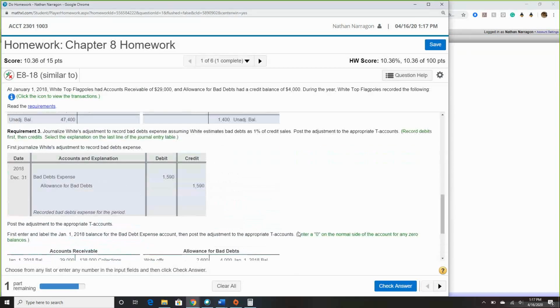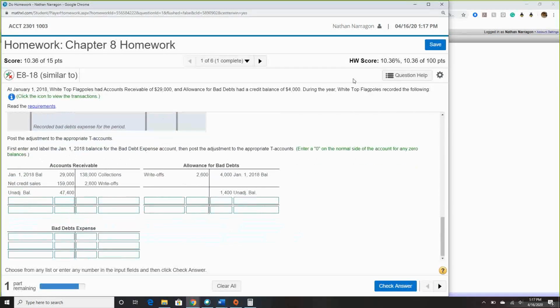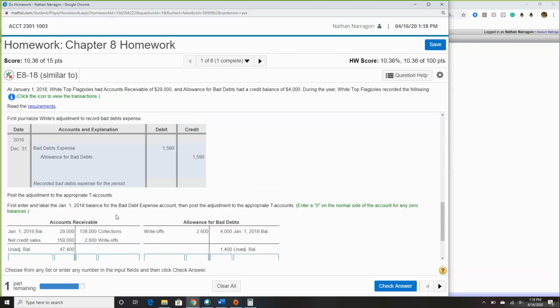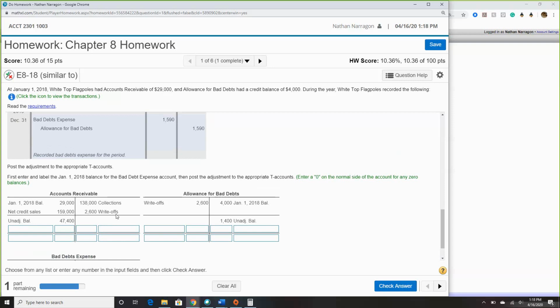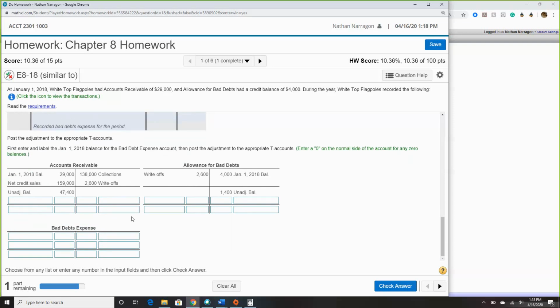Now I like how you can see your homework score. It actually lets us know how much of the homework we have to do, especially if we're getting everything right. Now, we do get to enter the journal entries. So for one, you shouldn't have anything in accounts receivable. That one's done.